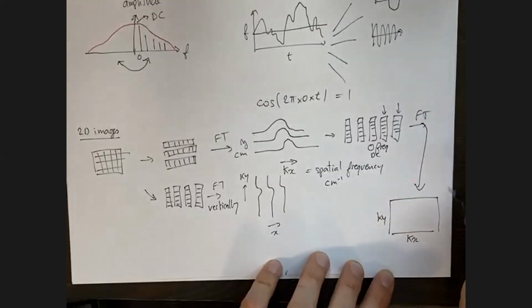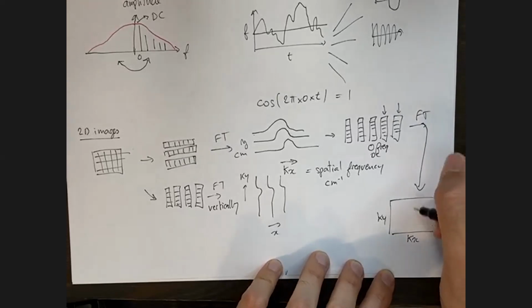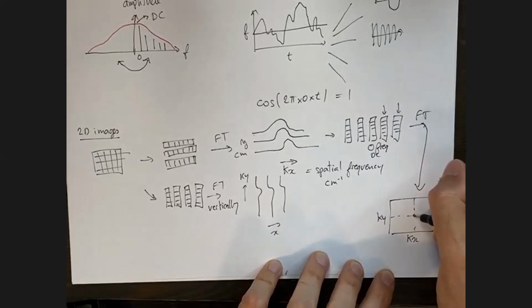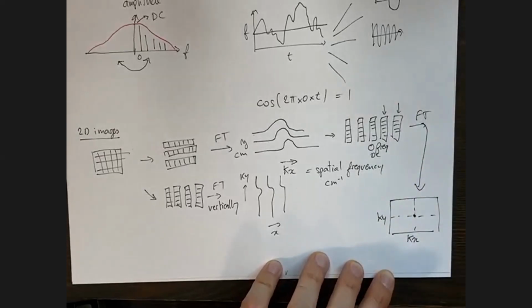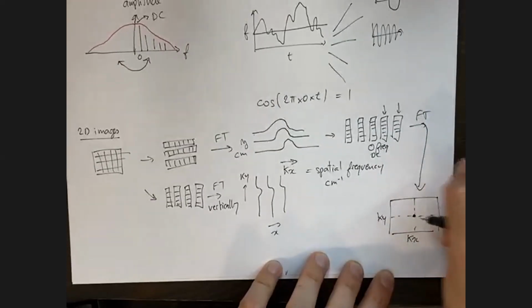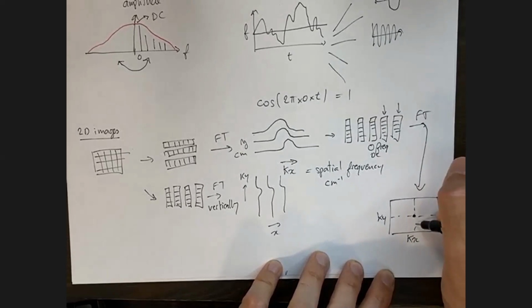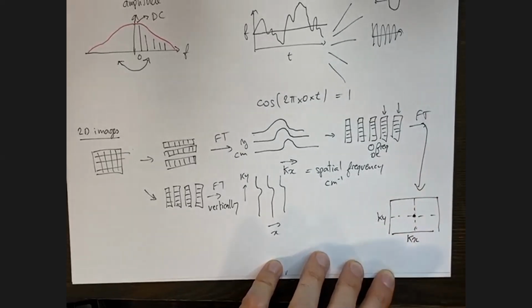And so in this diagram now, the low frequencies are going to be in the center. So this is our zero frequency, right in the center. This is the DC term, which is now a single element, the DC spot. And then we have different types of frequencies.